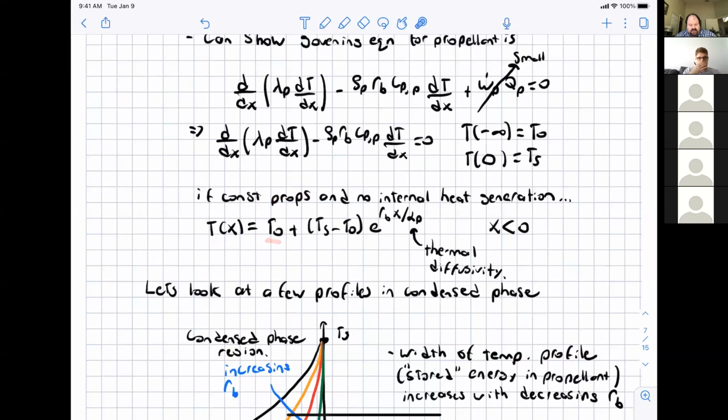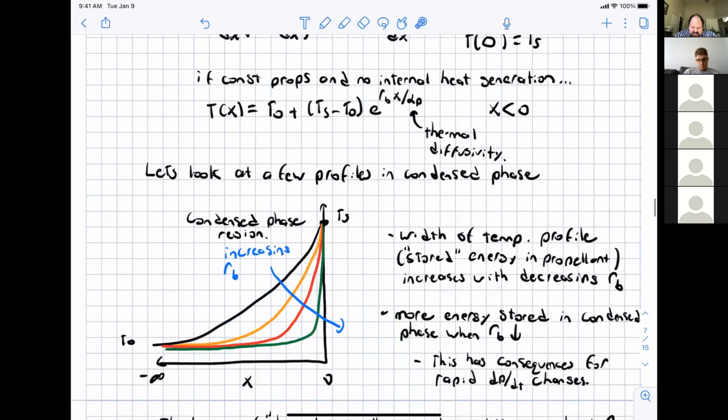It's the initial temperature plus the difference between the surface temperature and the initial temperature of the propellant, times e to the burning rate times x over alpha_p. There's no negative sign here because our x goes from minus infinity to 0. So this exponential term goes between 0 and 1. The reason this structure is important is that it tells you a lot about how the energy is stored inside of the condensed phase propellant at different burning rates.